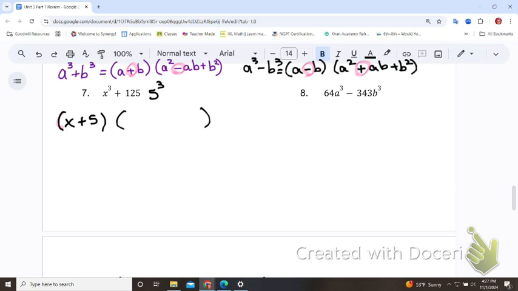Once you have that x plus 5, you can think of the x and the 5 being the a and the b. So the first part is supposed to be a squared, so it's x squared. Change the sign in the middle. Now multiply them times each other. 5 times x, 5x. Now square the b. That's it. Easy peasy.